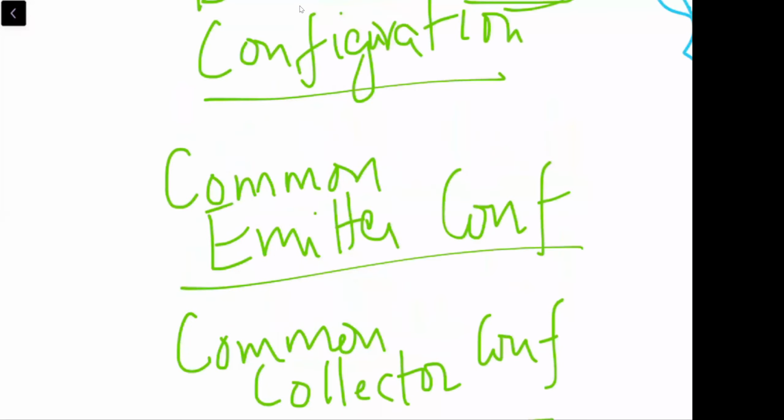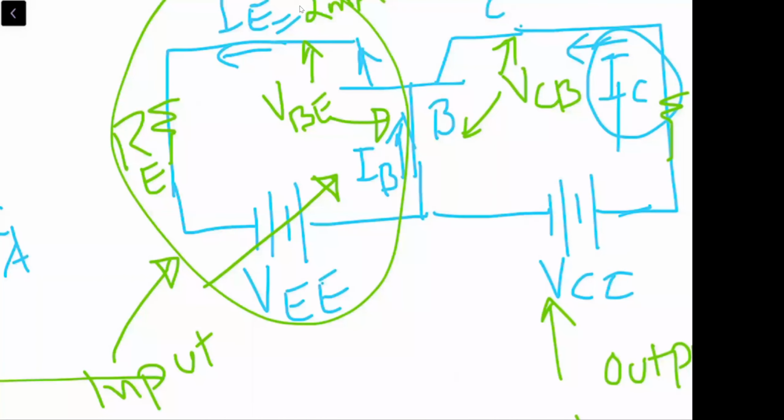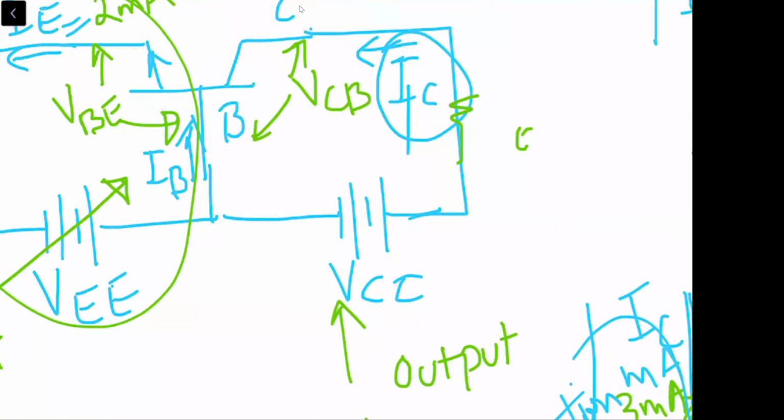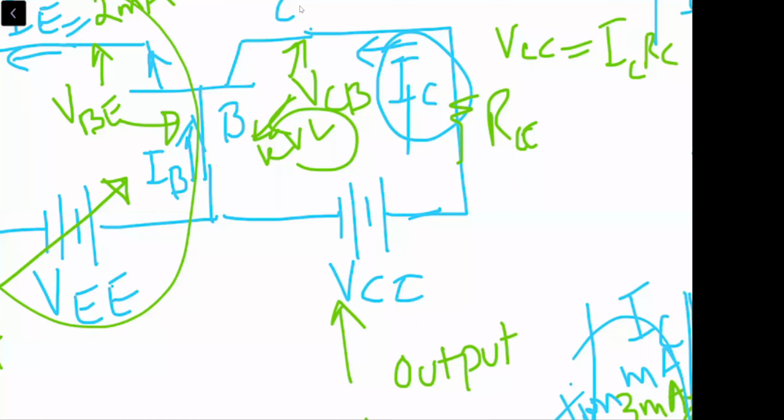Hold on, if you see in the circuit here, you can apply KVL over here, right? When you apply KVL, you will get the equation VCC is equal to IC RC plus VCB, right? Are you with me? So sir, if there is no resistor, then obviously VCB will be equal to VCC, right?